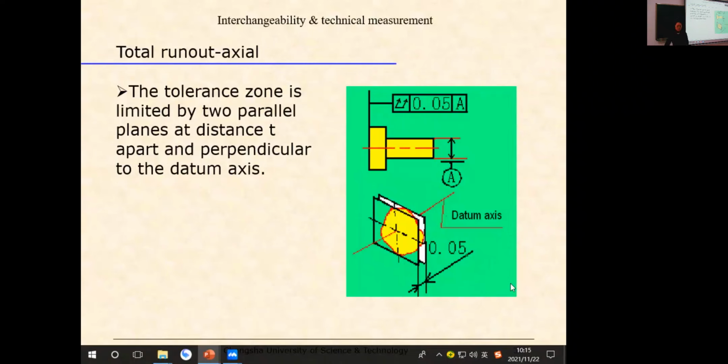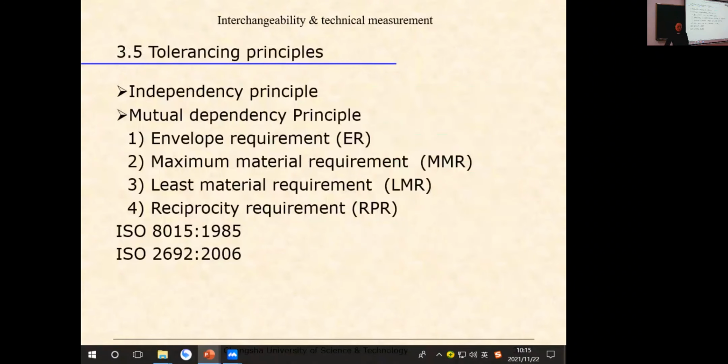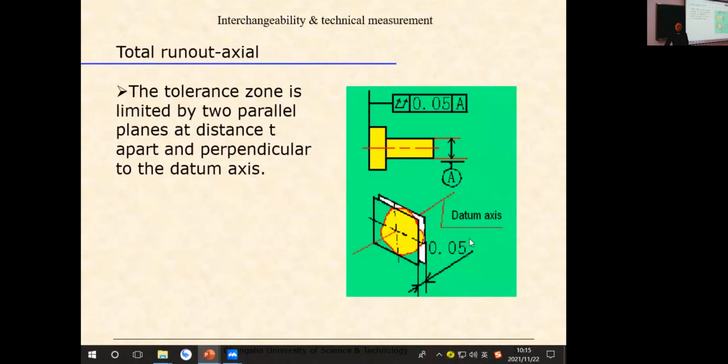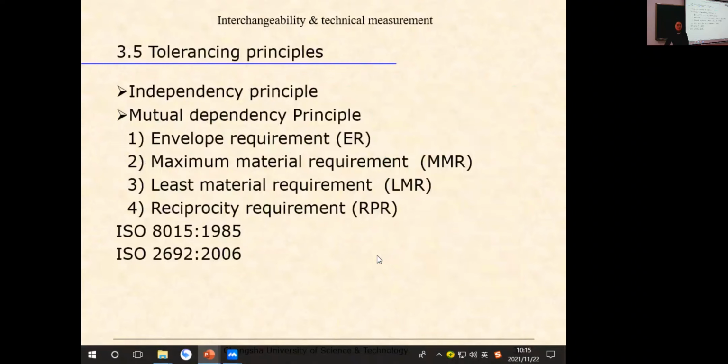So the tolerance zone is limited by 2 parallel planes at a distance t apart and perpendicular to the datum axis. Okay. Your question?